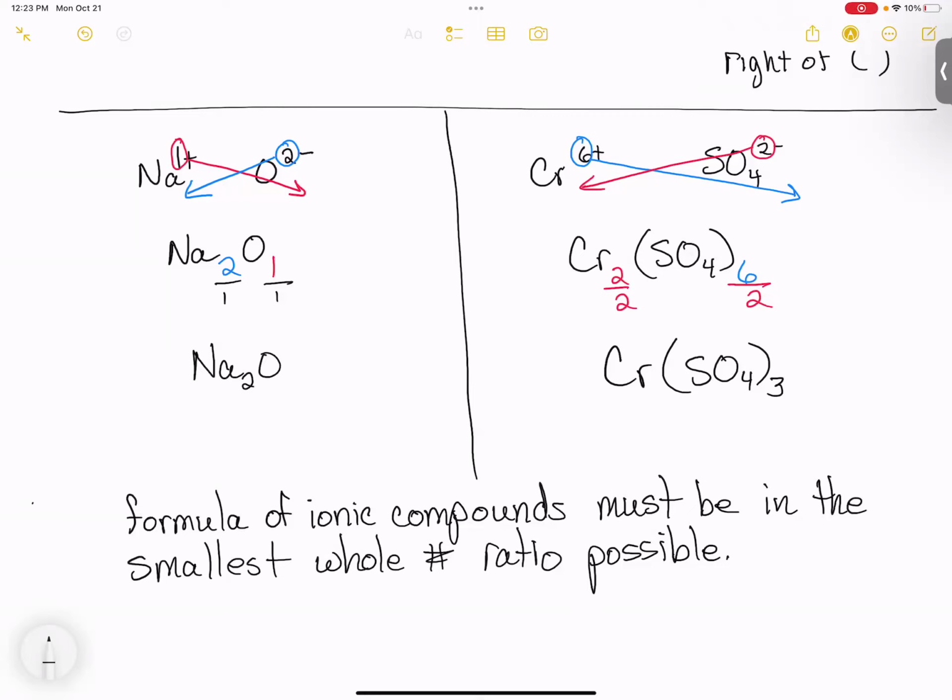Now the reason we cross and drop is just that it's a much simpler way than writing out the ions themselves. But the reason we simplify is because an ionic compound's formula must be in the smallest whole number ratio possible.